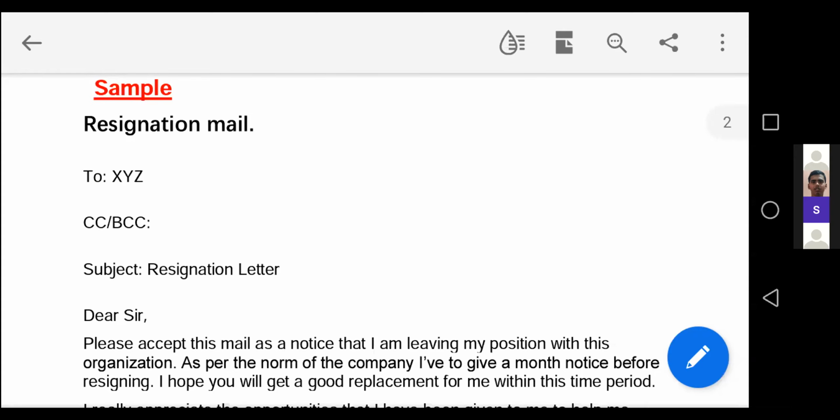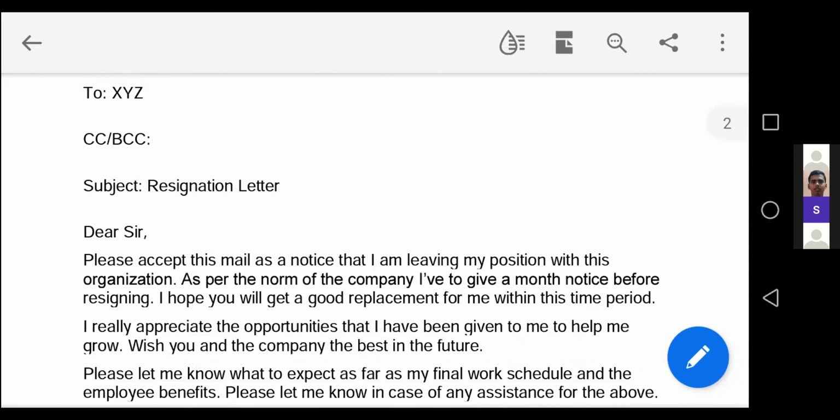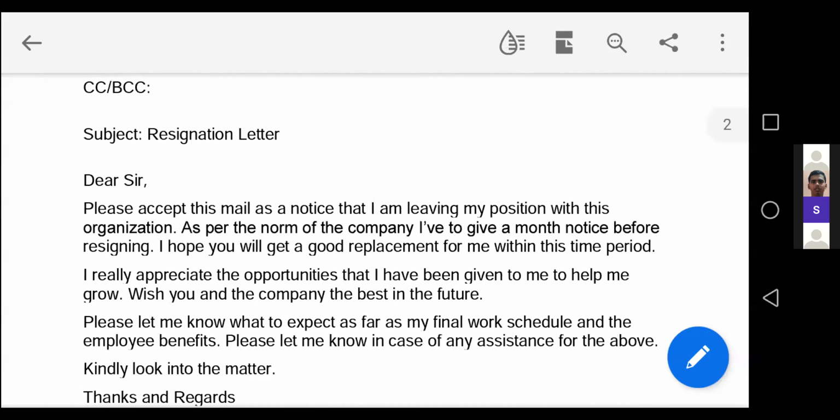Now, this is a sample of a resignation email in case you have to resign from the office that you're working in. The subject will be a resignation letter. So again, it should be completed in 3 paragraphs. You have to remember for all formal letters, one thing: it has to be completed in 3 paragraphs, right?